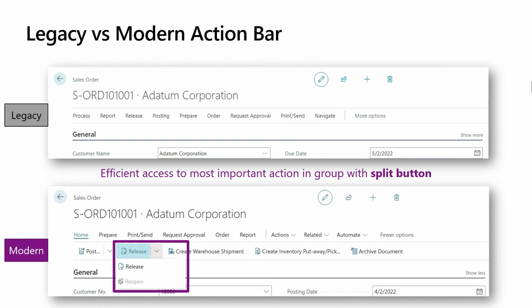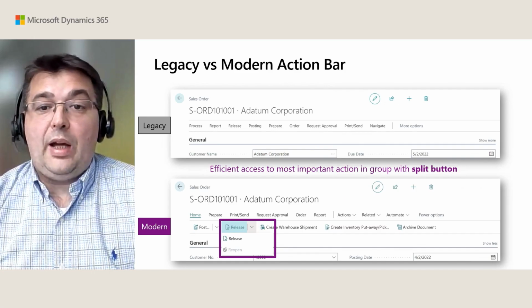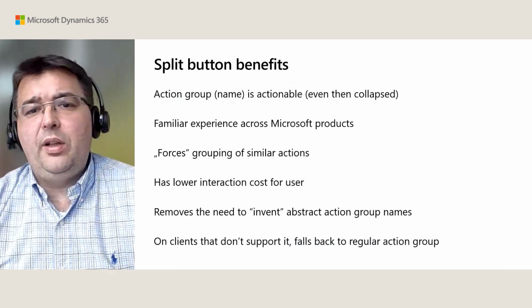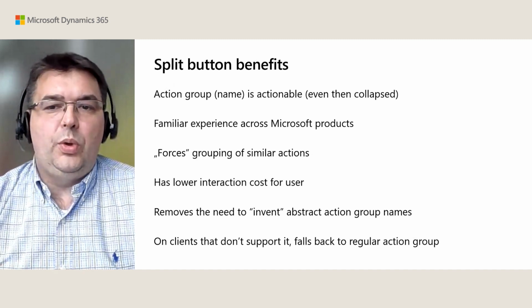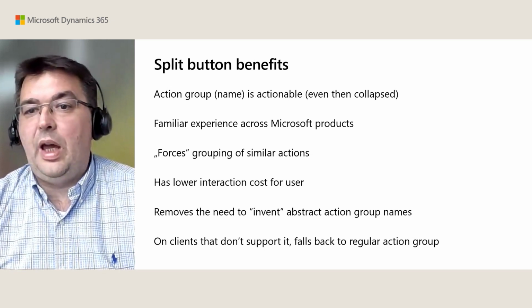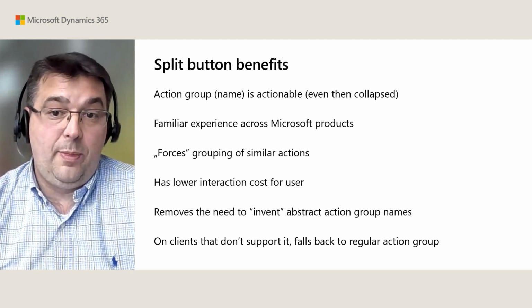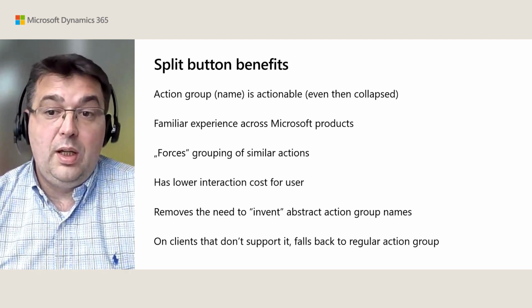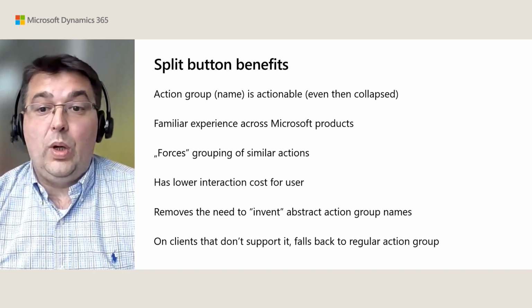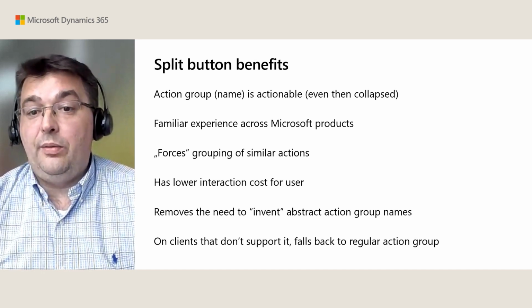Where possible, where action groups contain actions with similar meaning or variations to the theme, action groups are now converted to split buttons. You might wonder, what are actually split buttons? So the split button is a new concept in Business Central, but not so new in other Microsoft products. Users are used to it from experiences with other products, they recognize it and use it easily with a lower interaction cost. It further improves efficiency, removes the burden from the developer to invent names of action groups, and has a fallback to action group if the client where the action is rendered does not support it. Let's switch back to Peter to see how developers can light these capabilities up.